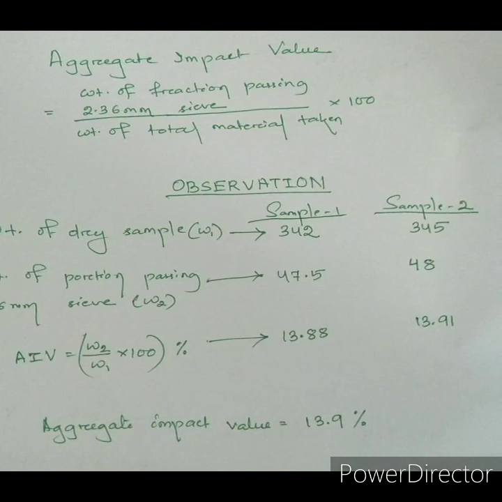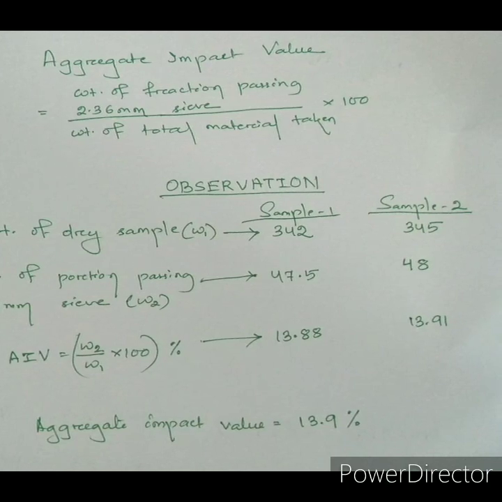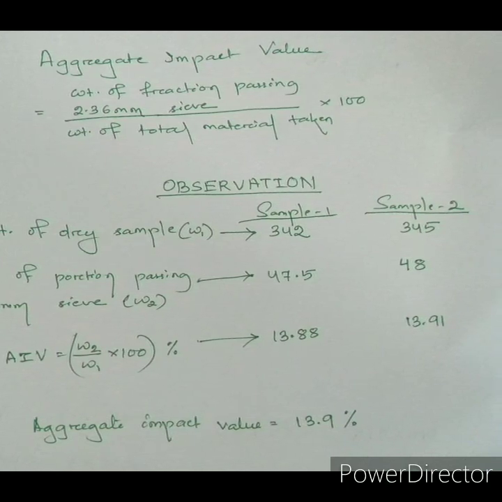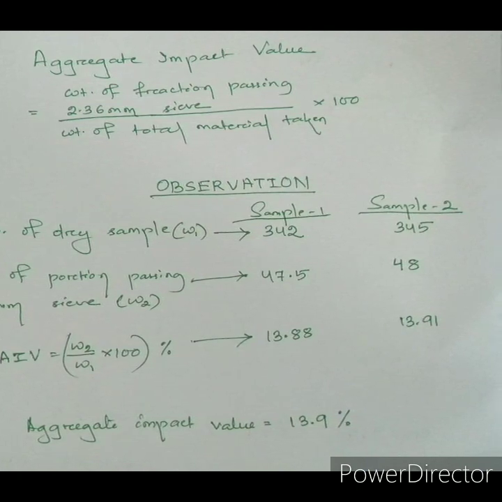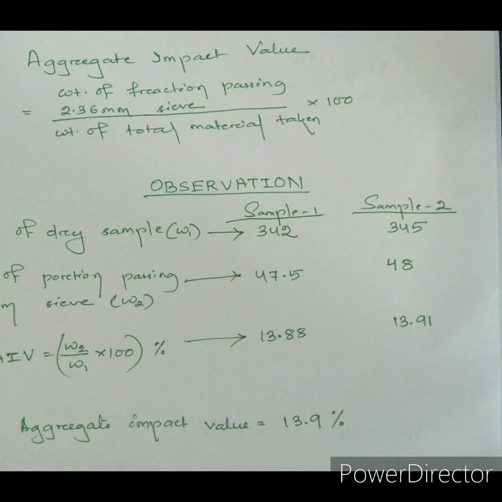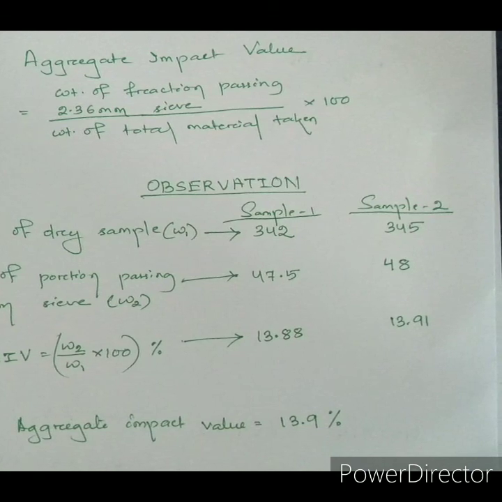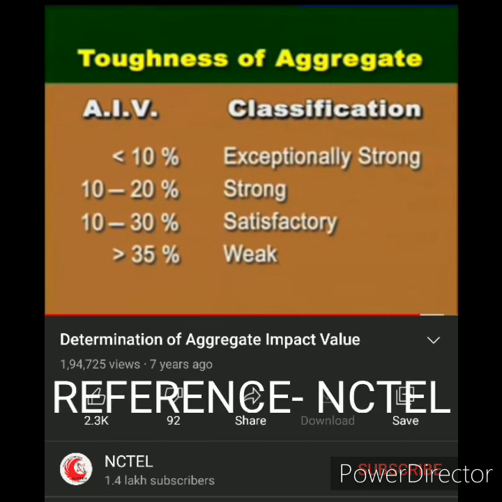For sample 1, the aggregate impact value was found to be 13.88%, and in sample 2, the same was found to be 13.91%. So, their average 13.9% is the aggregate impact value for the aggregates taken for the test. Based on the impact values, the aggregates are classified as exceptionally strong, strong, satisfactory, and weak. As our aggregate has given an impact value of 13.9%, so it is strong.